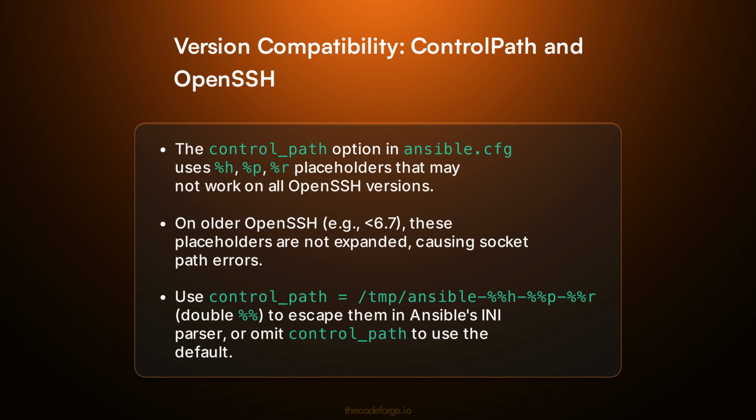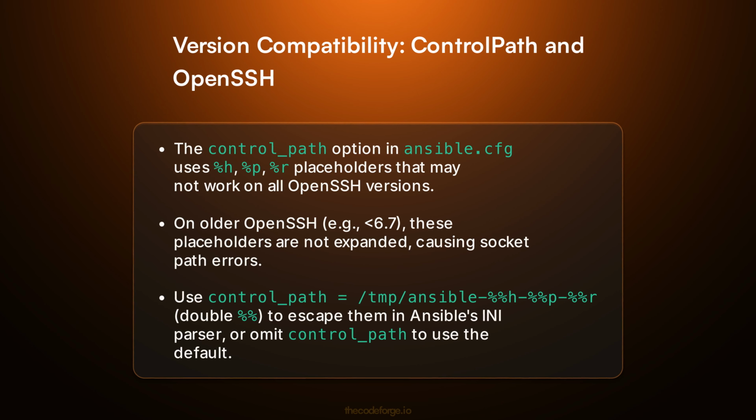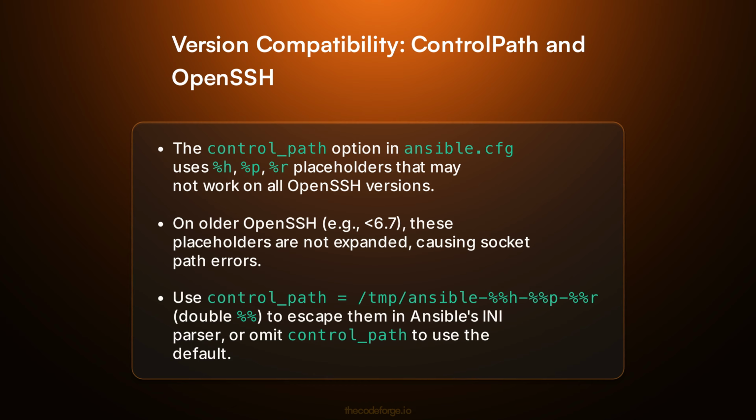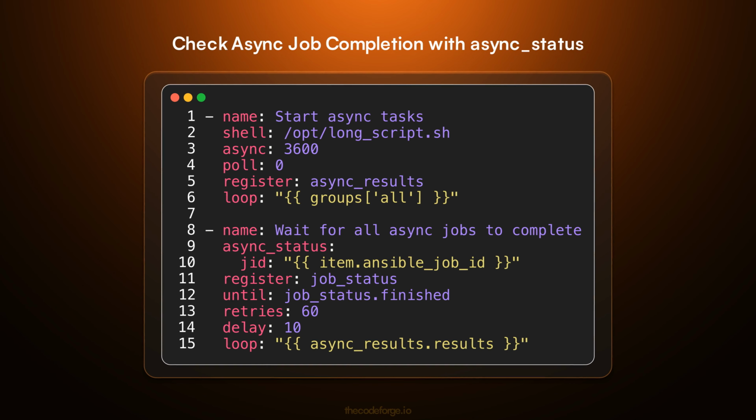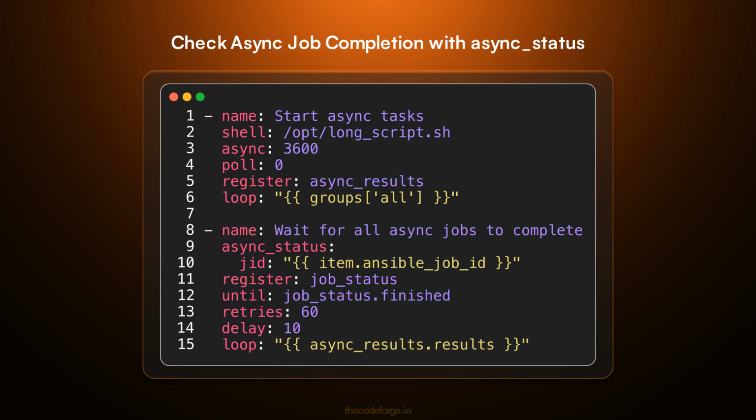The ControlPath option in ansible.cfg uses %h, %p, %r placeholders that may not work on all OpenSSH versions. On older OpenSSH, e.g. 6, 7, these placeholders are not expanded, causing socket path errors. Use ControlPath=/tmp/ansible-%%h-%%p-%%r, with double %% to escape them in Ansible's INI parser, or omit ControlPath to use the default. The article mentions using async_status, but doesn't show a complete pattern. Here's a robust way to wait for multiple async jobs using a loop that checks each job's status until all finish.